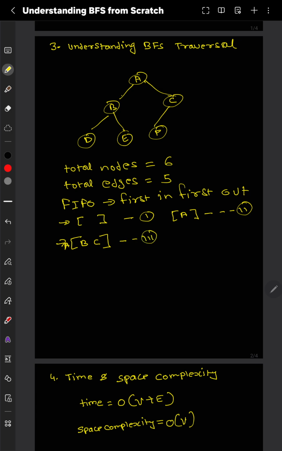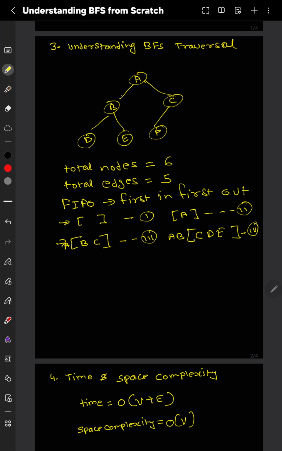Now we have A out and B and C are there. After A, the turn to go out is B. So now A, B is out. What is left is C, but since B went out, what are the downward nodes for B? That is D, E. So D, E will come in. Now we have 3 nodes C, D, E. That is step 4.